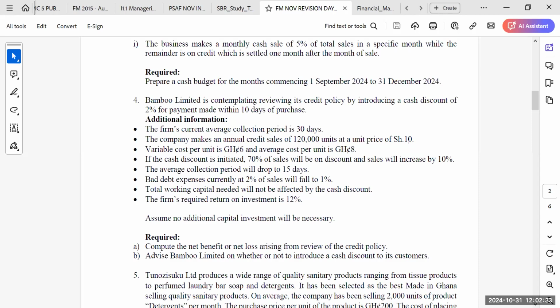The firm's required return on investment is 12%. Assume no additional capital investment will be necessary. Required: A. Compute the net benefit or net loss arising from review of the credit policy. B. Advise Bamboo Limited on whether or not to introduce a cash discount to its customers.